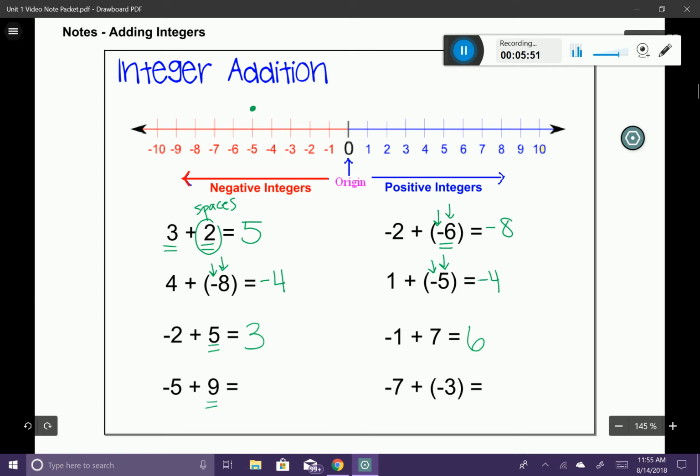So I'm going to move 1, 2, 3, 4, 5. Okay, there's my reference point. I've used 5 of my spaces. How many more can I go? I can only go 4 more. So 4 is going to be my answer.